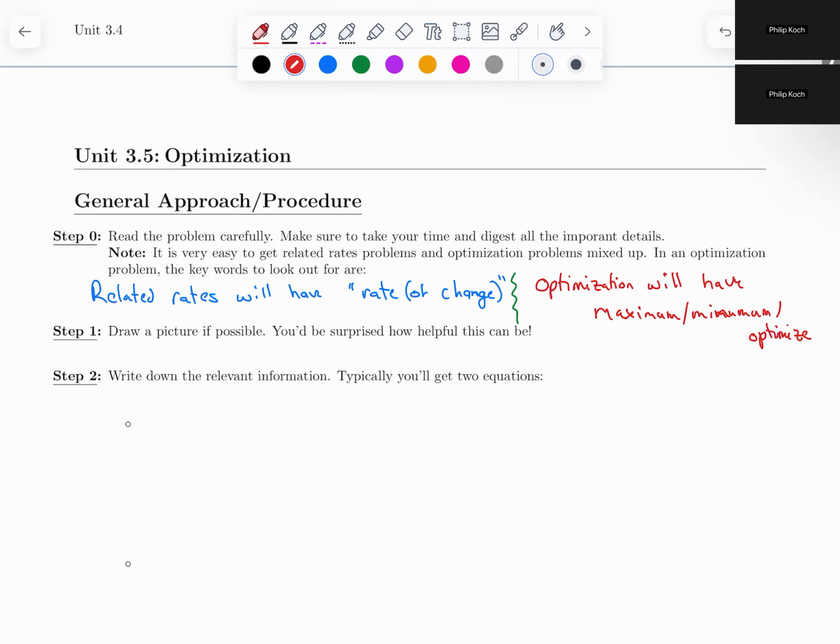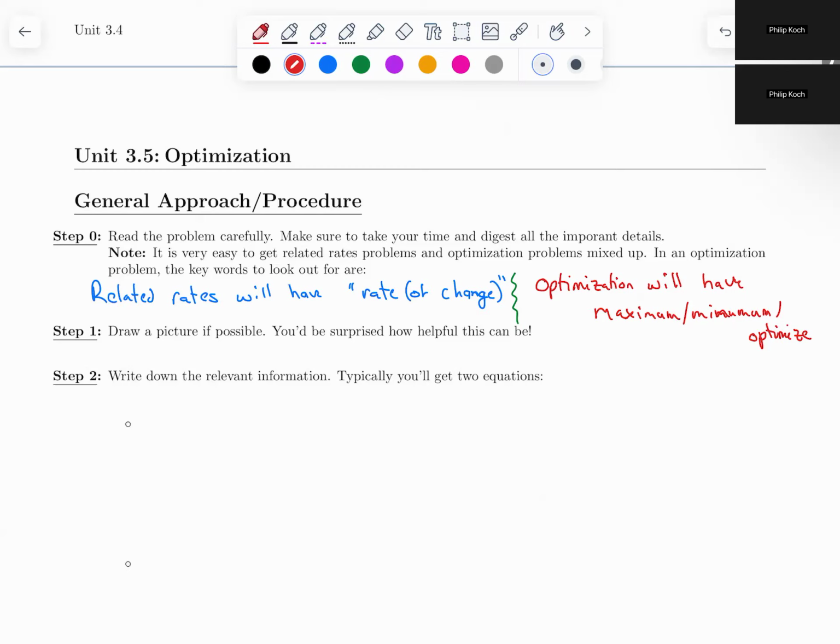Step 1, after you've read the problem and identified that it is an optimization problem, you're going to draw a picture if it's possible. Once again, a picture is worth 1,000 words, so it can help you get started. If you draw a picture with the problem, I'll give you a point of credit, at least 1 point of credit on the problem. Even if you don't know where to go, draw a picture, you're getting started.